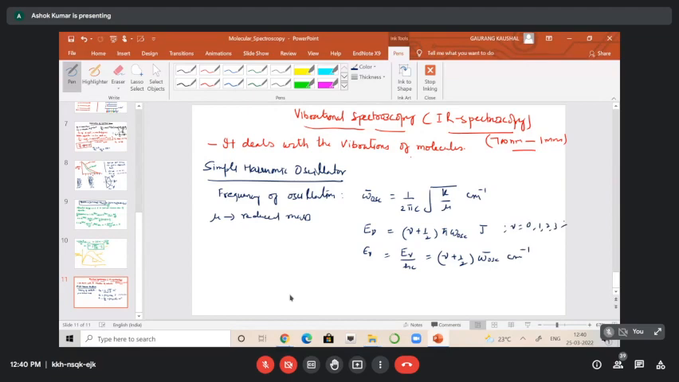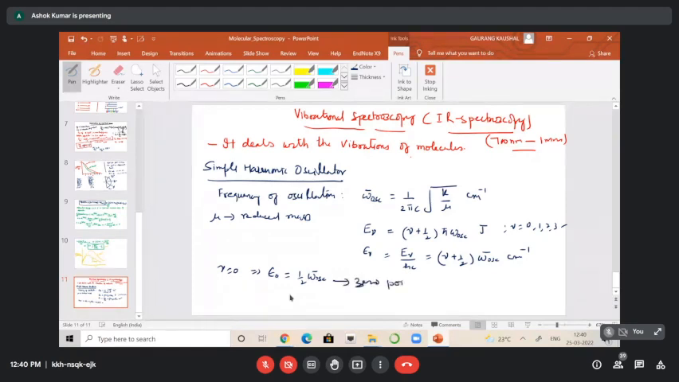When v equals 0, E naught, the energy corresponding to v equal to 0, will be equal to half omega oscillation. That means these molecules, for example diatomic molecules, will never have zero vibration energy. So there must be some kind of zero point energy. This is called zero point energy.